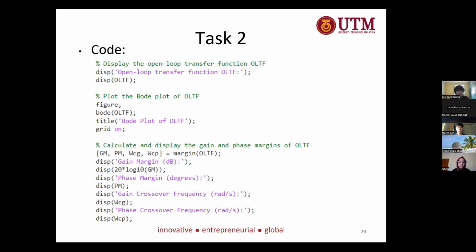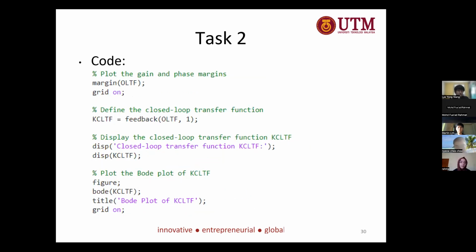And then the open loop transfer function is going to be displayed, and then we're going to get the bode plot of the open loop transfer function, while also showing the gain margin, phase margin, omega GM and omega PM in the command window. The margin function on the open loop transfer function is going to show the gain margin and phase margin with the gain crossover frequency and phase crossover frequency at the top of the bode plot.